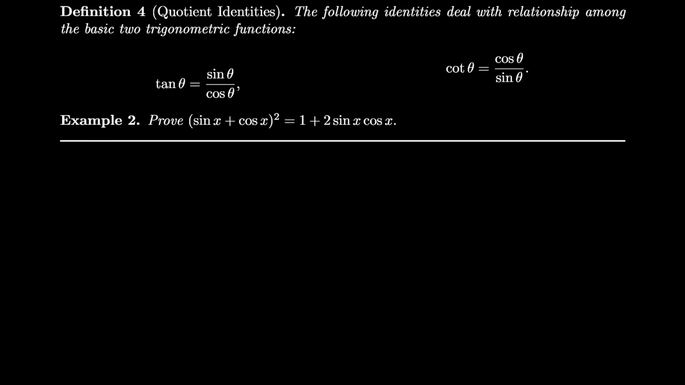And then the last couple little identities here are called the quotient identities, because they have to do with a quotient of 2 different things. And it's literally the definition of tangent and cotangent, which we've gone over multiple times as well. So tangent theta is sine over cosine, and cotangent is cosine over sine. Awesome.